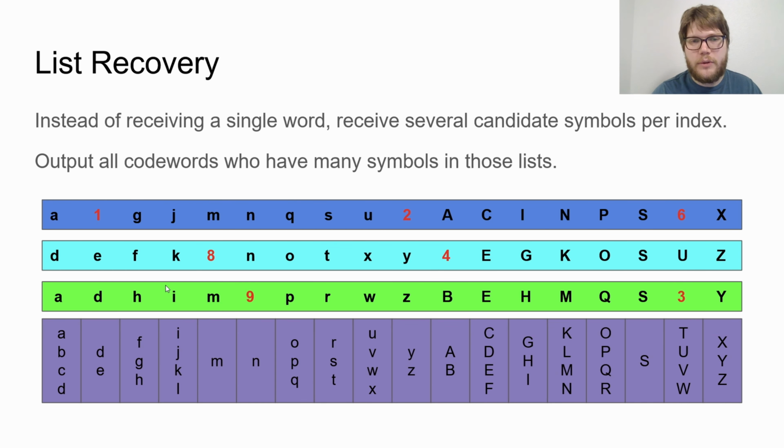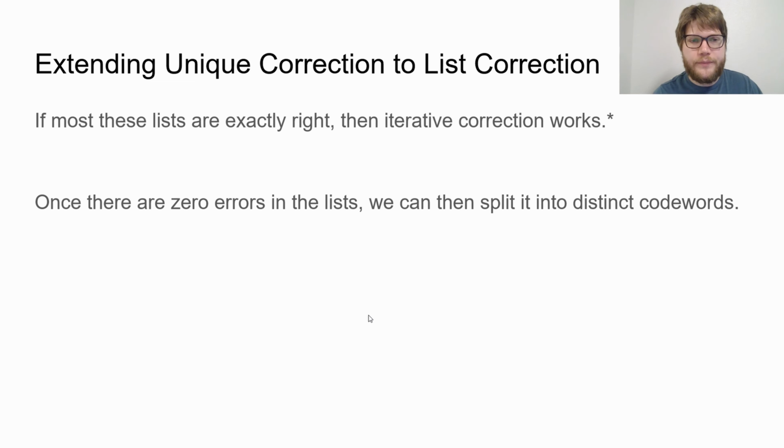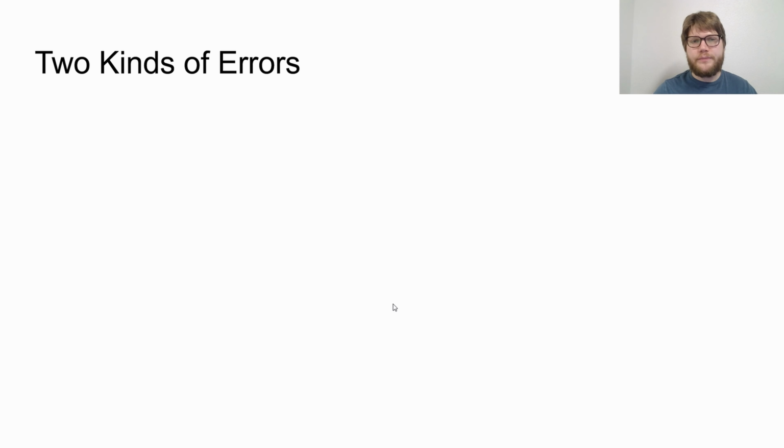So here's a couple of code words, and you can see that each one of them has a few symbols that are missing from the list, but most of the symbols in these code words are in one of the lists. So to extend the unique correction to list correction, if most of these lists are exactly right, then the iterative correction works. And we don't need them to be exactly right. I'll clarify that in a moment. Once there are 0 errors in the list, then it's pretty easy to split them into distinct code words.